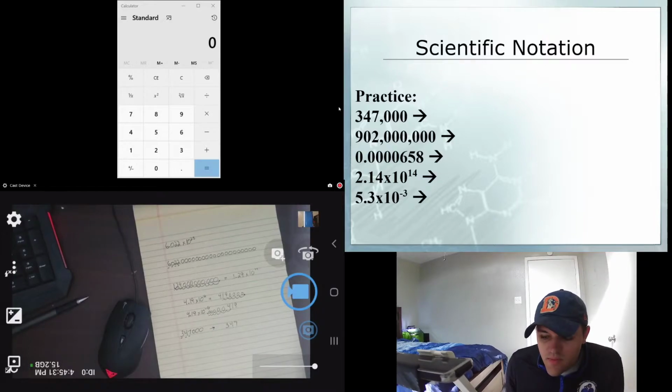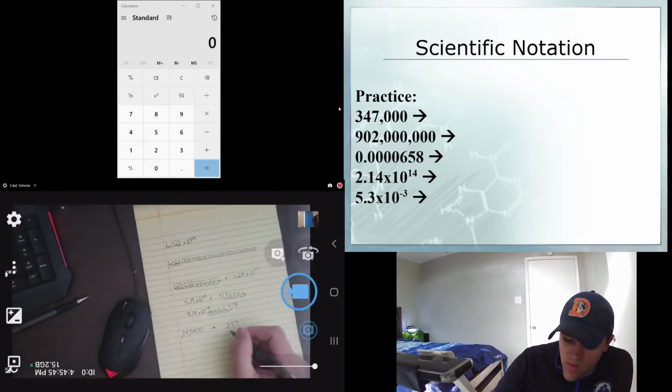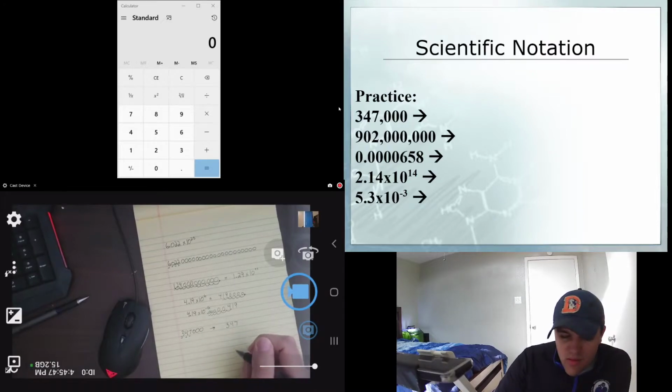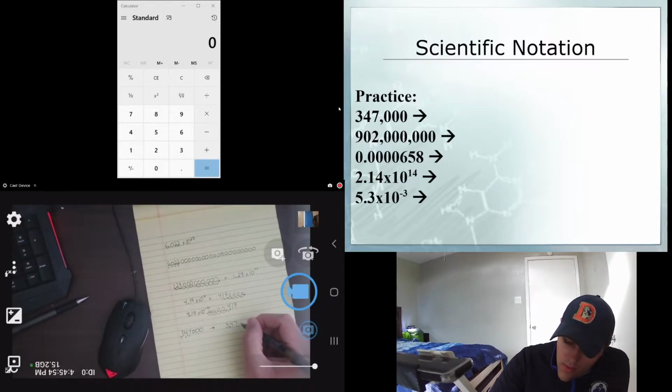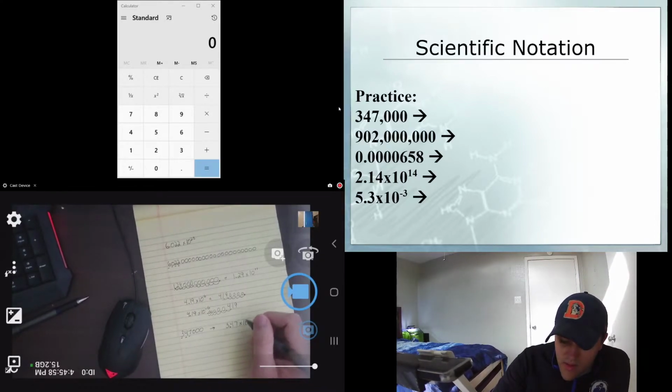Rule 2 says that the base number has to be between 1 and 10. So looking at these 3 significant figures that we have, the spot to put our decimal to make it between 1 and 10 is right here after the 3. Alright, and then all scientific notation ends with the times 10 to a certain power. We just need to figure out what that power is.